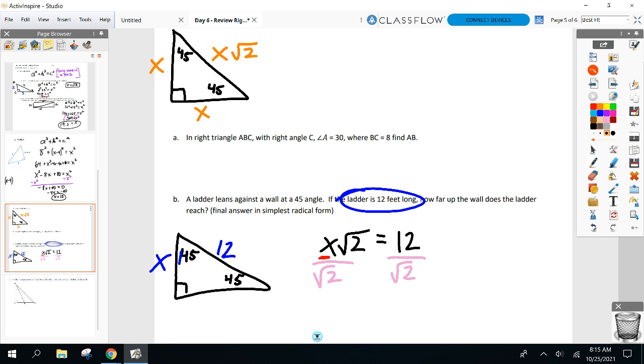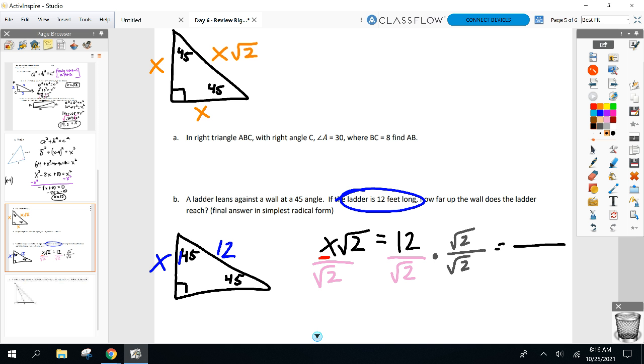So I'll let anybody take over here before I show you. Anybody remember how to get it out? Close. You multiply the top and the bottom by the radical. So I'm going to multiply the bottom by radical 2, top by radical 2. You cannot have a radical in the denominator. To get rid of it, you multiply the top and the bottom of the fraction by the radical. Here's why.